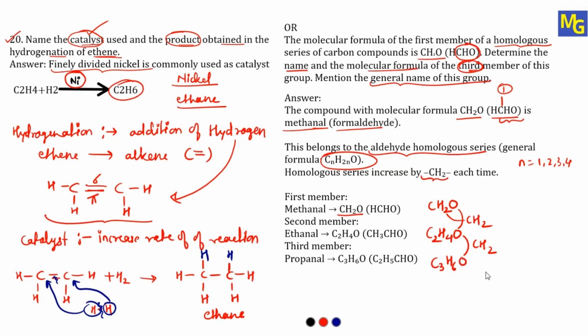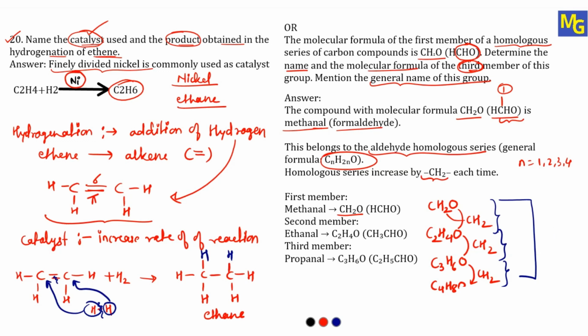Now again if you increase CH2, you can imagine now C4, H8, and then O. This is called a homologous series, and these two are called successive members. Remember, this and this cannot be successive members. This you have to remember.